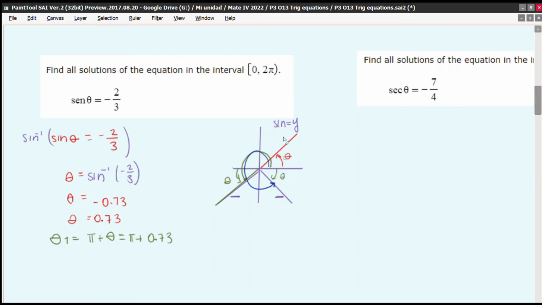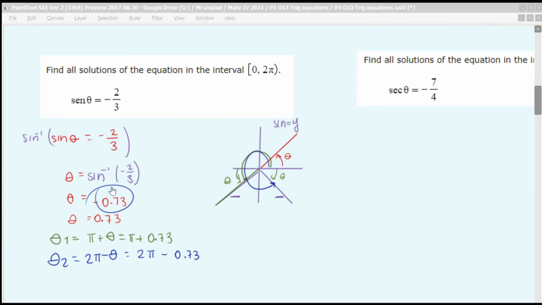So how do I find this angle? This angle is a full spin minus the reference angle. Do we see it? A full spin minus the reference angle. So my second solution is going to be a full spin minus the reference angle, which is theta 1. In other words, 2 pi minus 0.73. Remember, we cannot have negative solutions because my solutions have to be between 0 and 2 pi. So if I plug this into the calculator, this is just going to give me pi plus 0.73. This is 3.88.